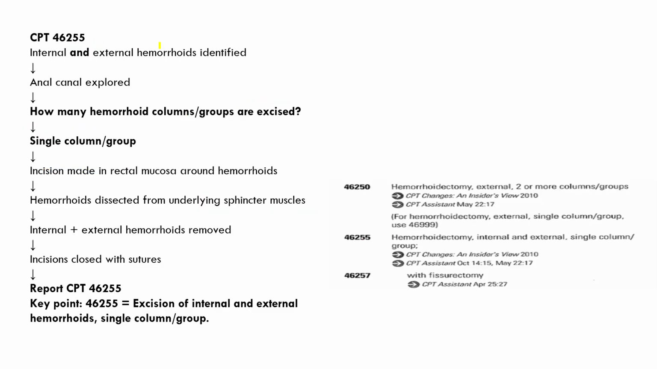Next we have CPT 46255. 46255 is for the hemorrhoidectomy, internal and external, single column or group. So 46255 is for when he is removing both internal and external hemorrhoids. In that case we can code CPT 46255 for single column or group. So here he will do both internal and external hemorrhoids.